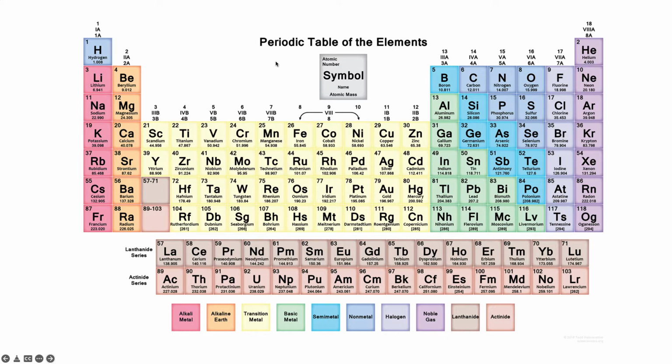So the elements are laid out in order of their atomic number. And you can actually see the atomic number right up here. So hydrogen is number 1, helium is number 2, lithium is number 3, and so on, and they go across. The atomic number tells you the number of protons in each of these elements.